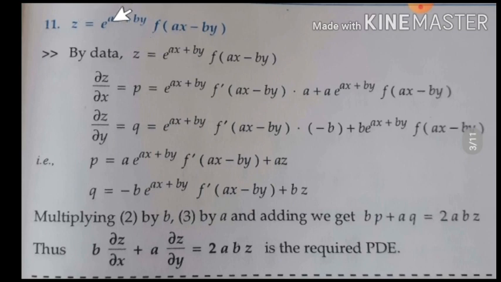Now here z is equal to e to the power of ax plus by into f of ax minus by is given. I need to find out the partial derivative. So f should get eliminated, which means find the partial derivatives of this. It is a product of two functions containing x, so I need to apply the product rule. So this term is kept as it is. The derivative of f is written as f dash, then the bracket term is written as into a. The derivative of ax is a.